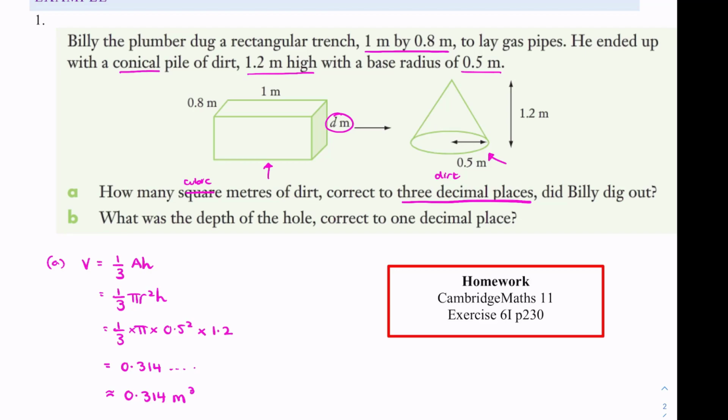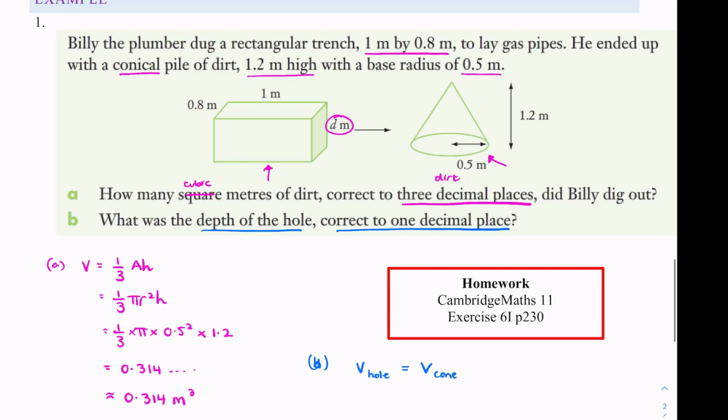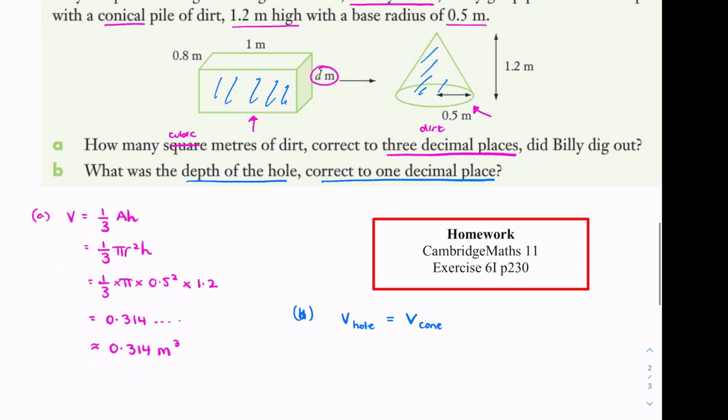Okay, first part done. Now let's have a look at the second part, part B. What is the depth of the hole correct to 1 decimal place? Okay, so you need to understand that the volume of the hole must be the same as the volume of the cone that we have just found, because the dirt from in here simply changed shape, but it's still the same amount of dirt. So the volume of our rectangular prism, this one here, is 0.8 times 1 times d, because that's how we find the volume of a rectangular prism. And the volume of the cone, well, we already know that from the previous question.